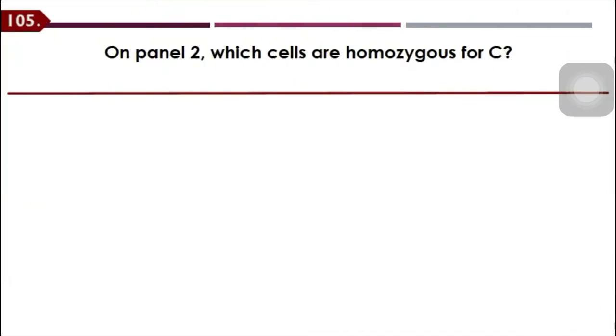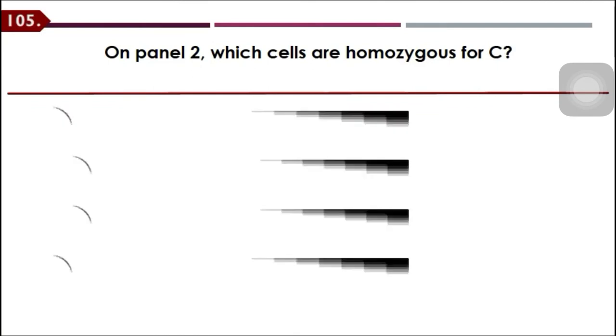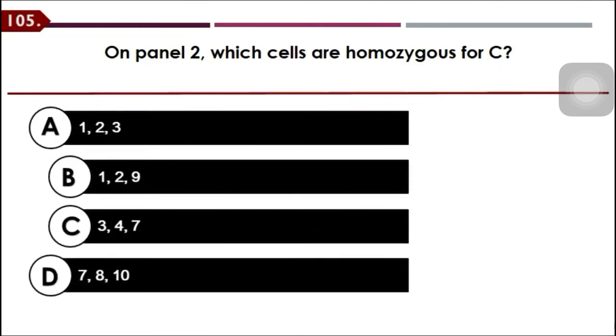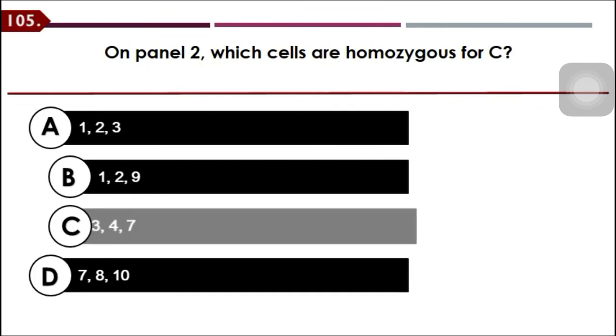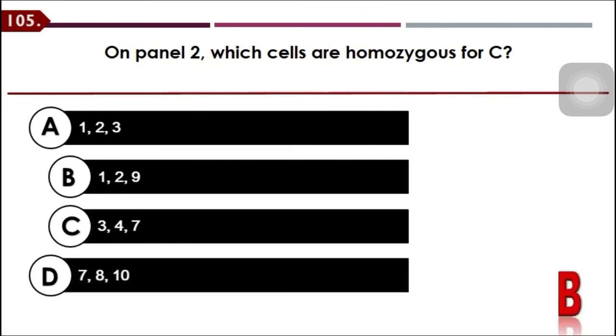For 105, on panel 2, which cells are homozygous for capital C? Is it letter A, 1, 2, 3, letter B, 1, 2, 9, letter C, 3, 4, 7, or letter D, 7, 8, 10? Ang answer po is letter B, 1, 2, 9.